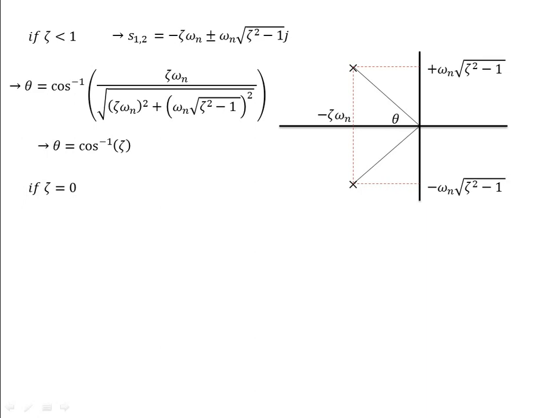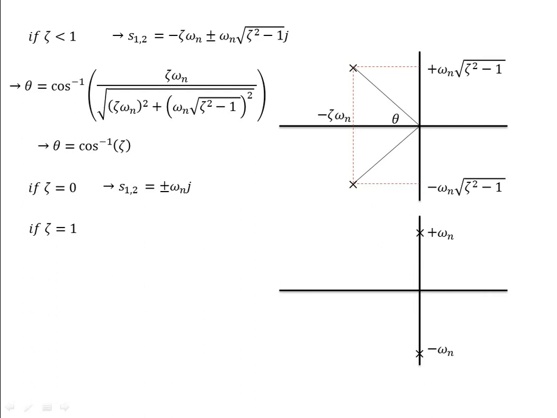If we look at again zeta equal to 0, which is the undamped system, we have s1 and 2 equal to plus minus omega n j. So the poles will be on the imaginary axis. And if zeta equal to 1, which means we have a critically damped system, we have repeated poles as s1 and 2 equal to minus zeta omega n, which are on the real axis. In fact, here for these poles, zeta is 0, theta is 0, and for these two poles, zeta is 1 or theta is 90 degrees.